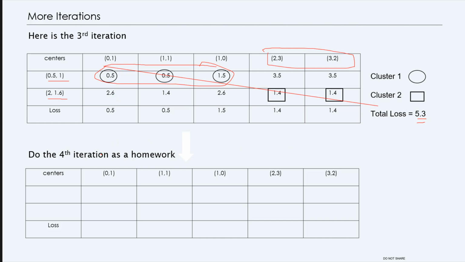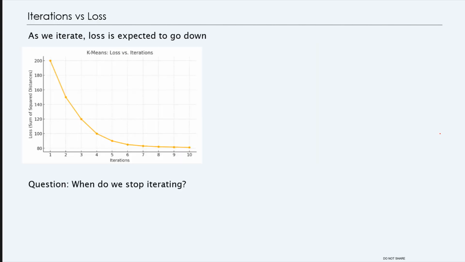Now you can continue the 4th iteration, although you might not improve this loss, but you can try it. In the 4th iteration, what you need to do is to get the center by taking the average of these points, which goes in here, and take the average of these points, which goes in here. And then compute all the things like we did before and see what the total loss is. Now, if the total loss doesn't go down or increases, then it's time to stop.